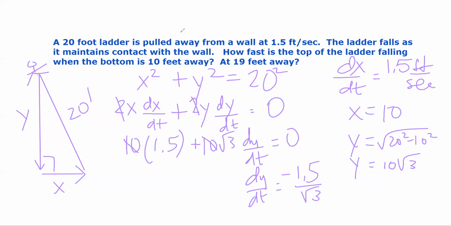Now, that's not necessarily a rationalized expression, but frankly, I'm not terribly worried at this point. If you're really concerned, however, it would become negative 1.5 square root 3 over 3, and that actually would reduce down to negative square root 3 over 2. So the ladder at this stage in the game is falling at negative 0.87 feet per second. So that's a pretty fast drop.